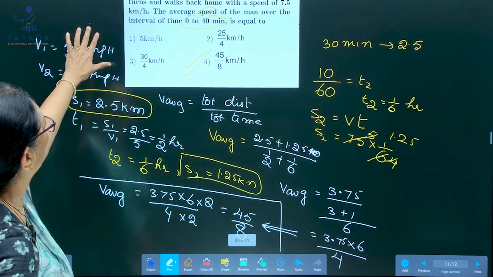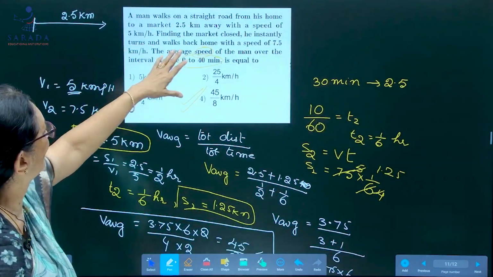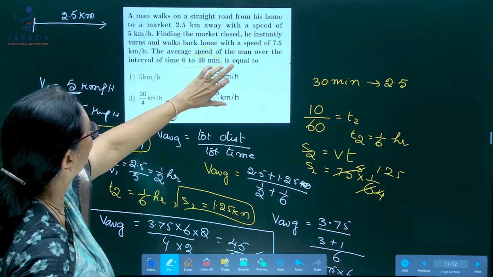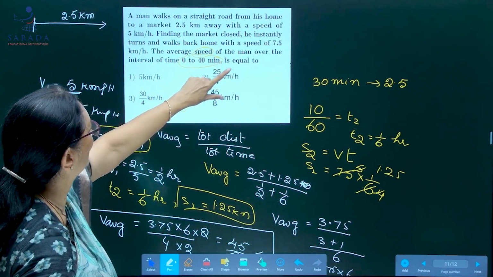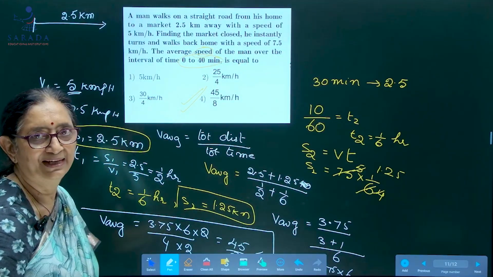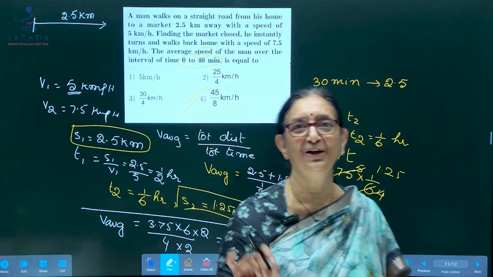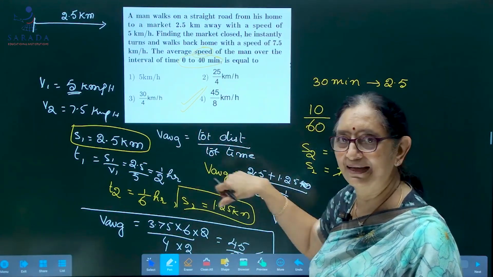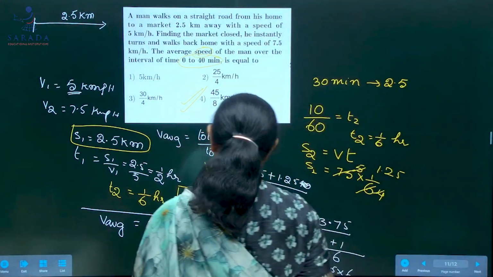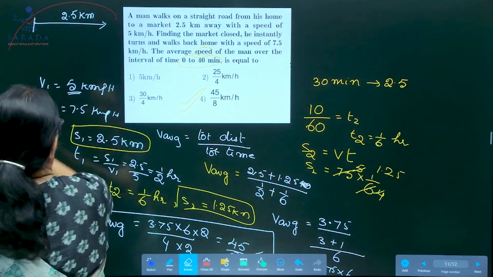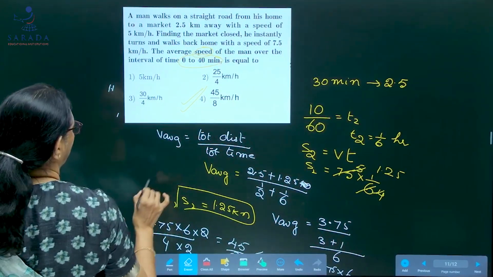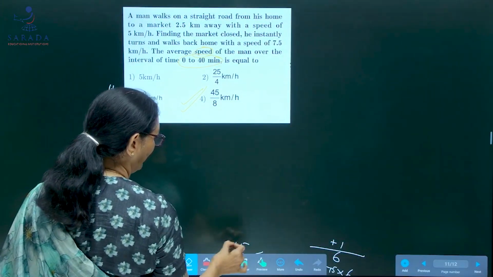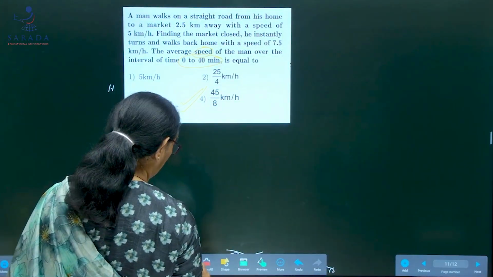So, look at the problem. A man walks straight on a road to a market, S1 is this much, and then he instantaneously turns and walks back home at 7.5 and so on. Okay, now I am going to tell you the shortcut method for that problem. Instead of doing this entire thing, I'll tell you a shortcut method. So, look here. Okay, so we are going to see a shortcut method for that problem.